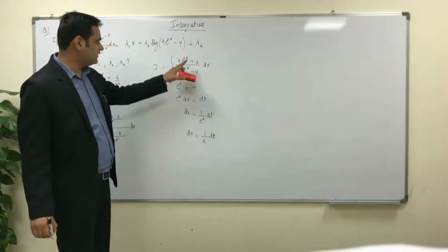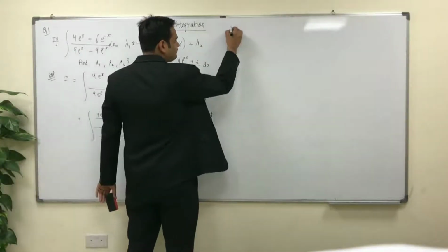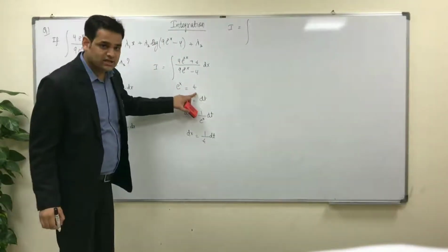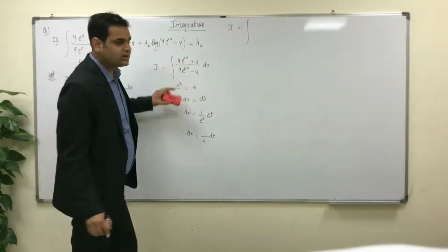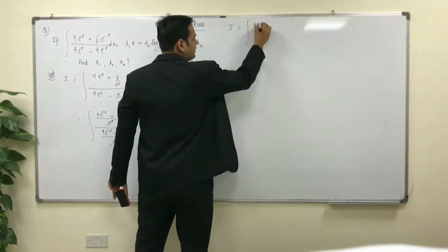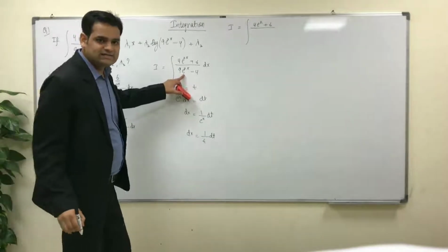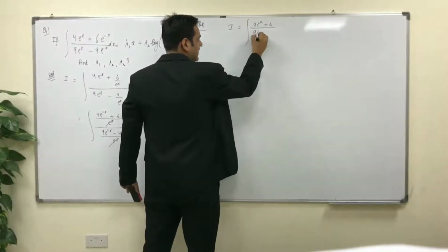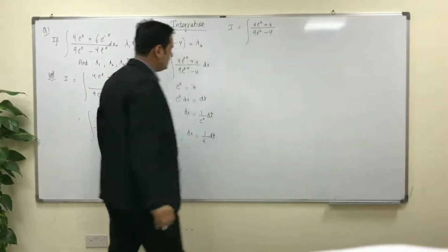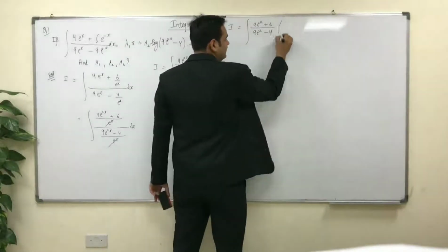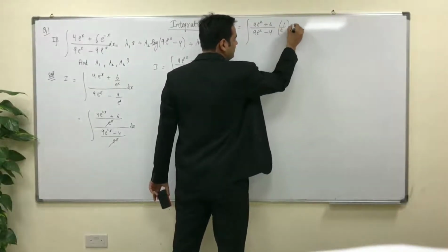Now if I replace it over here, I is equal to, if e to the power x is t, then e to the power 2x becomes t square. So it will be 4t square plus 6 divided by 9t square minus 4, and dx is 1 by t dt.